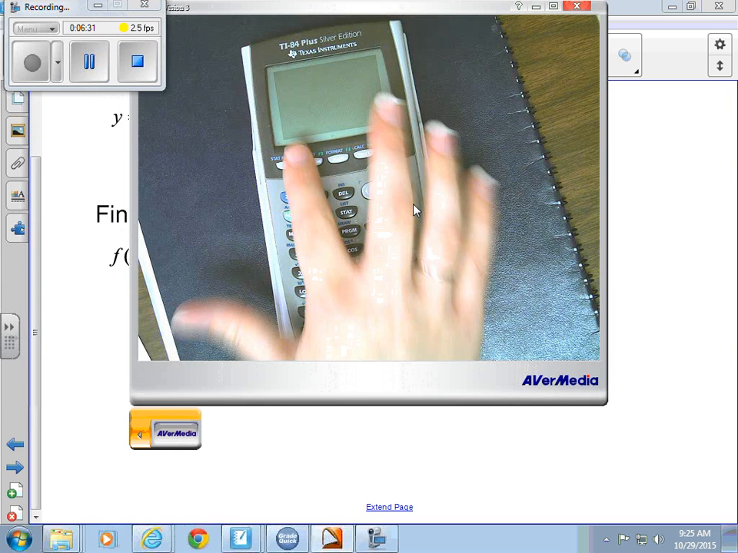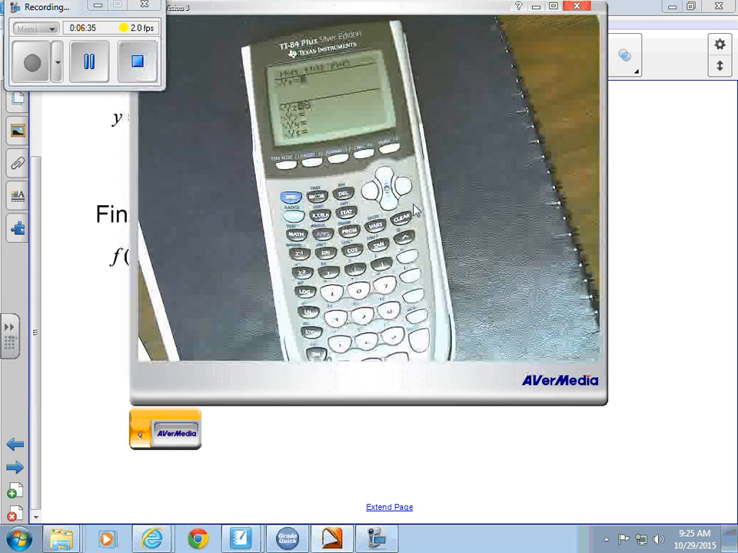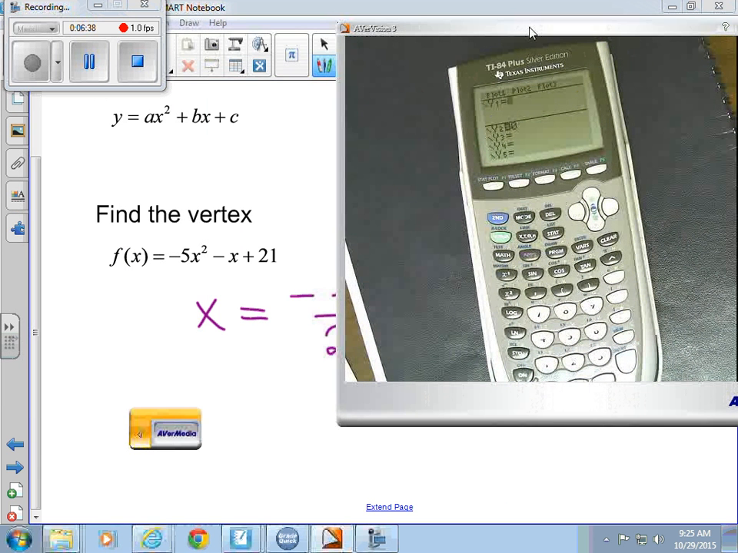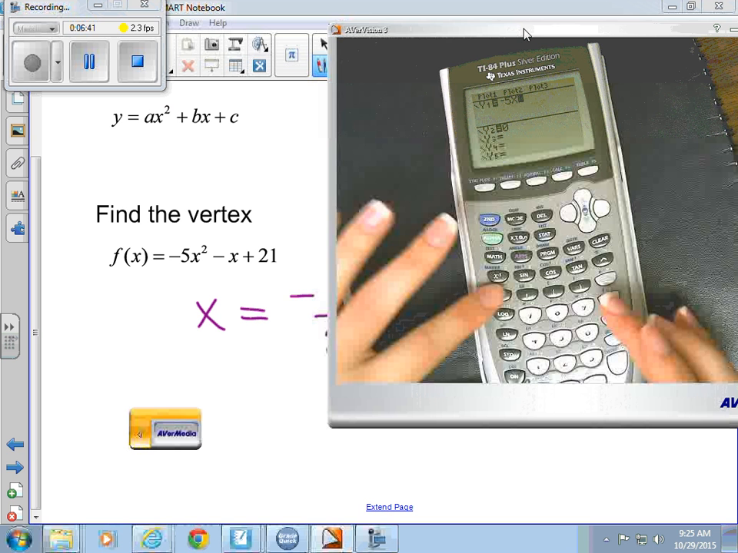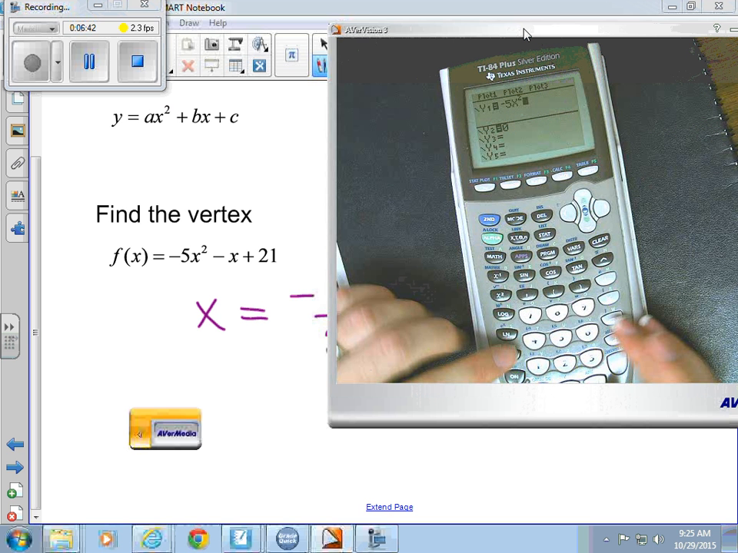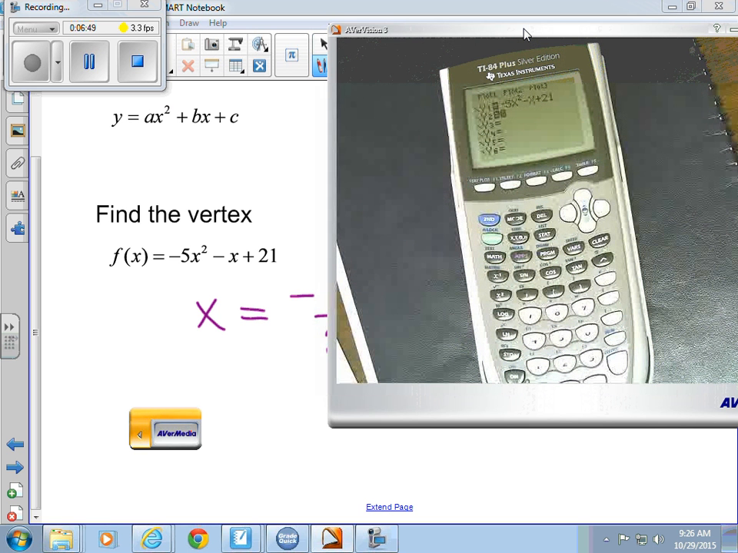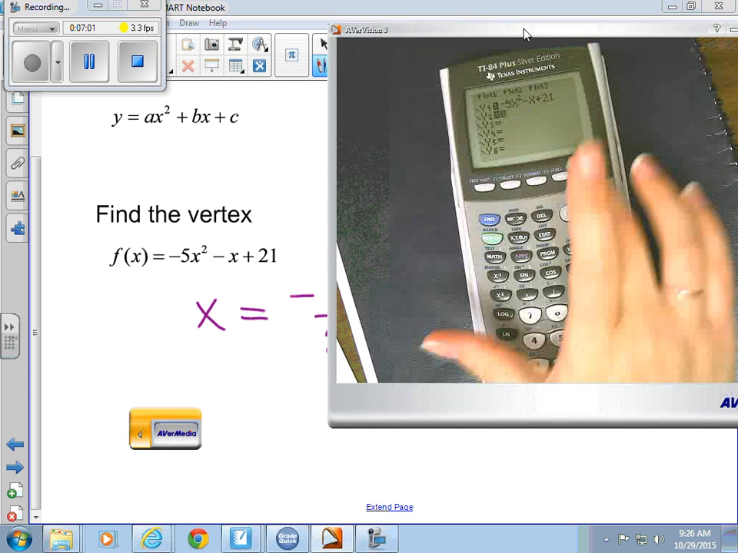The other option is typing the equation in y1. The equation was -5x² minus x plus 21. This will keep you from making mistakes with parentheses. Does everyone know what I mean by that? So if you type the function in there, you can either use the table to type in -1/10 or use value on the graph.